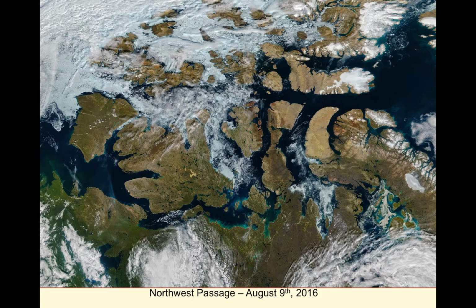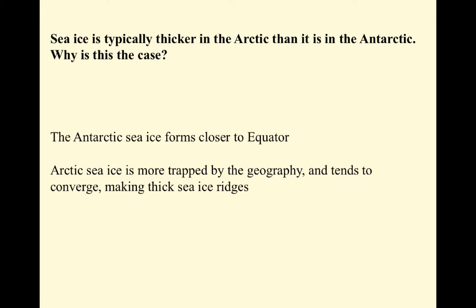This is looking at 2016, August 9th, the opening of a Northwest Passage then. Again, you could conceivably get through here with a boat. Sea ice is typically thicker in the Arctic than it is in the Antarctic. Why is this the case? Two primary reasons. The Antarctic sea ice forms closer to the equator, as we'll look at.